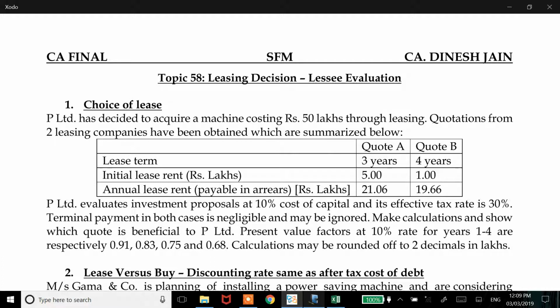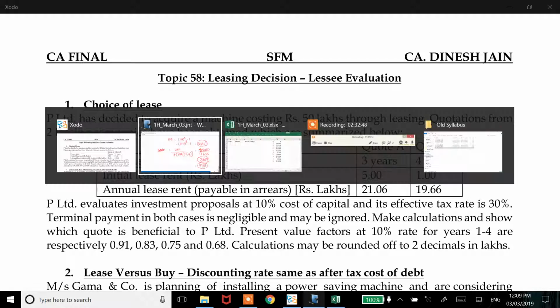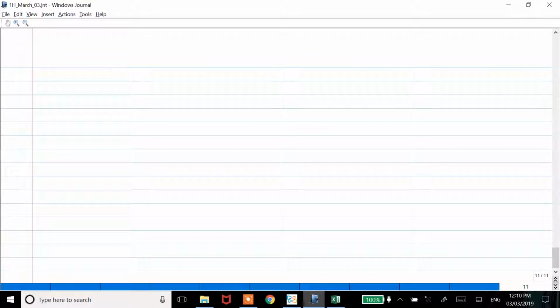Okay. Now this is lease A versus lease B. Earlier we did lease versus loan. Now we have to evaluate lease A versus lease B. Like a normal problem, outflows are going to be positive, inflows are going to be negative. Working note 1, evaluation of quote A. There's no big adjustment in this except for one concept.